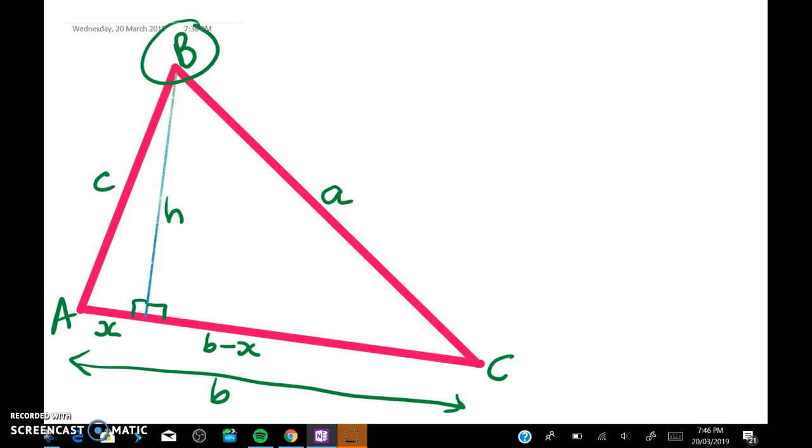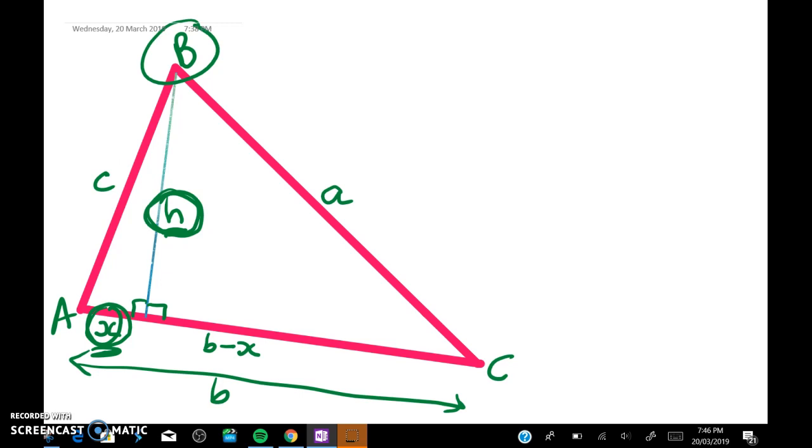Now some of you are probably going, well hang on, we don't know what X is, right? And we don't know what H is. And that's right, we don't know what those things are, but we're going to use them artificially to find a way that I can link up the A's, the B's, and the C's. So in the end, the X and the H are going to disappear from my rule, but that's a wee way away.